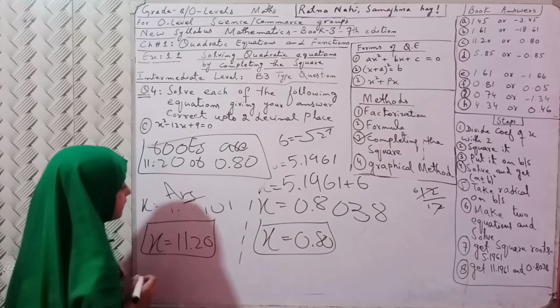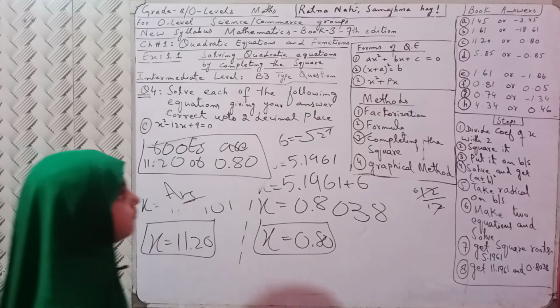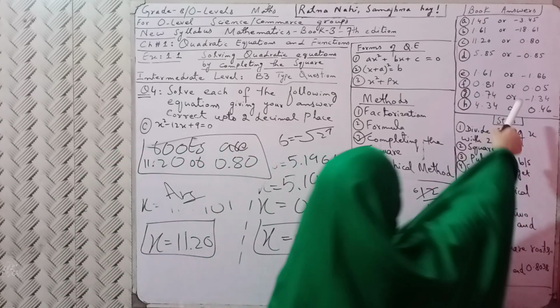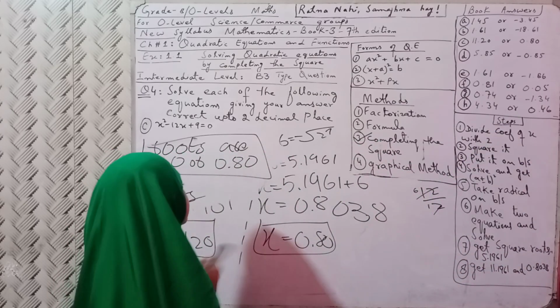So the book answers are written, you can check it. 11.20, 0.80. It simply means this is correct.